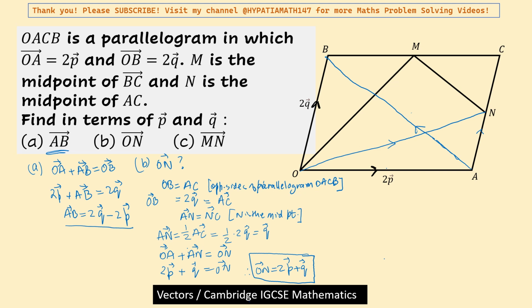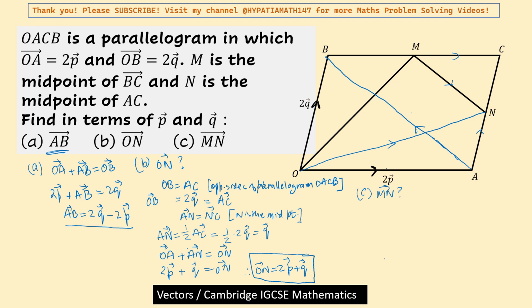Now for the third part, MN. So we need to find what MN is. We can find MN using BC and AC: half of BC, or we know what MC and NC are, so we can find what MN is. So let's go that route. For part C, we need to find MN.